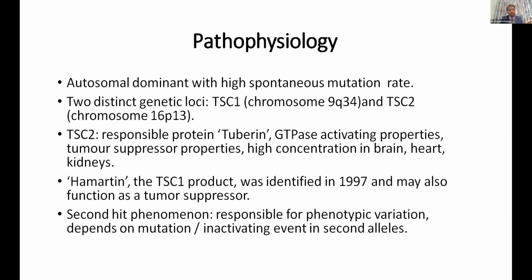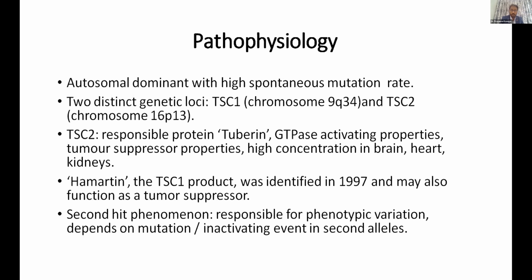It is coming from the short arm of chromosome number 16, and TSC1 was described on the long arm of chromosome number 9. So TSC2, which is the much more common type, codes for a protein called tuberin. It is a GTPase activator. It has GTPase activating properties, and it has tumor suppressor properties. It has naturally high concentration in brain, heart, and kidneys, and that's the reason why any abnormality in this will cause much more severe affection of these three particular organs.